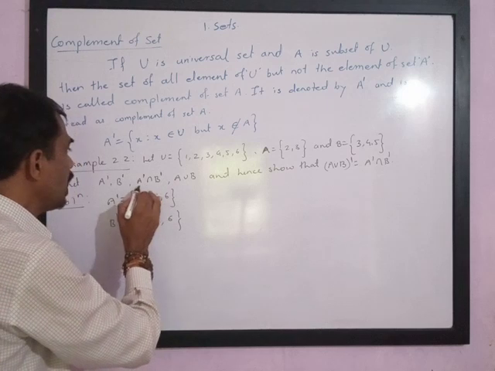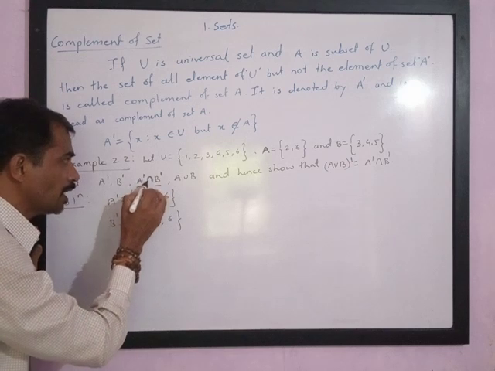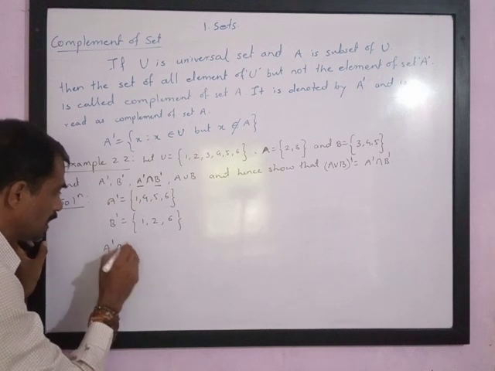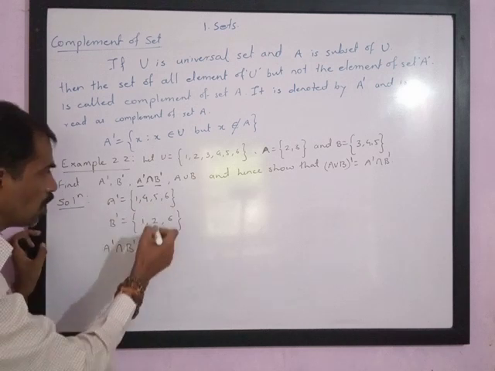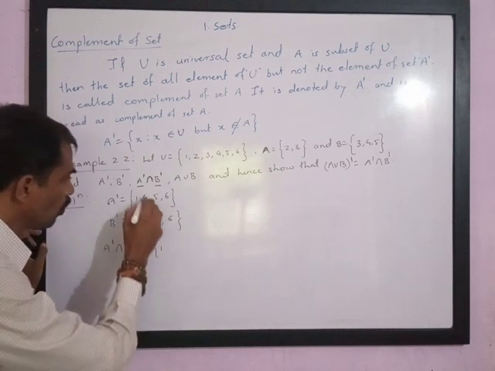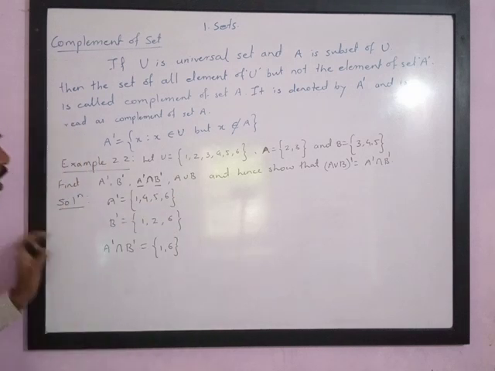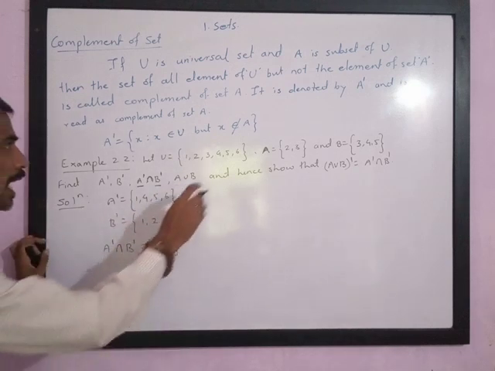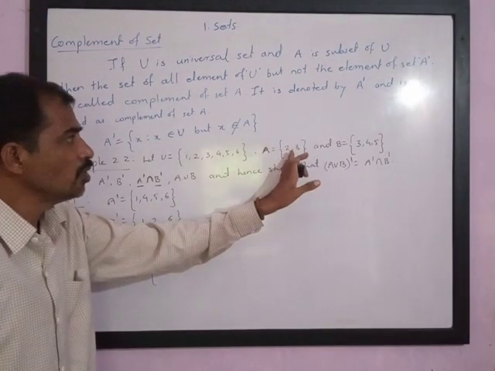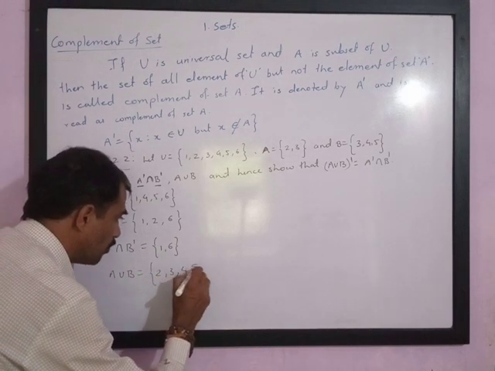Now next is A complement intersection B complement. Please note this intersection means common to both. A's complement intersection B's complement, so common to both are 1 and 6. Then A union B is equal to the set of all the elements of the sets A and B, that is equal to 2, 3, 4, 5.